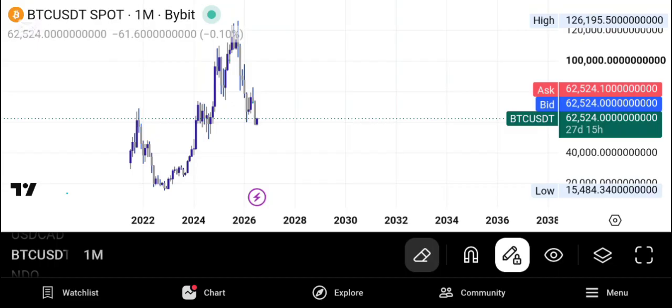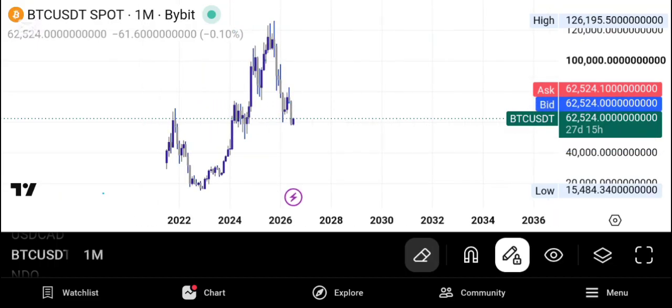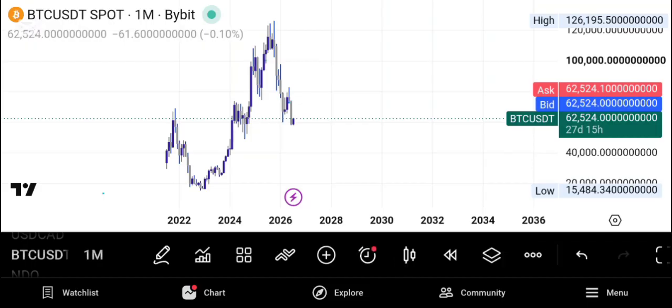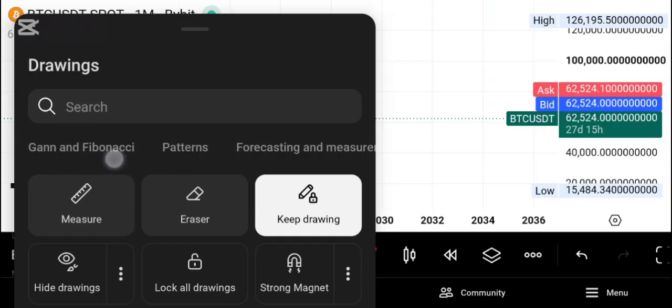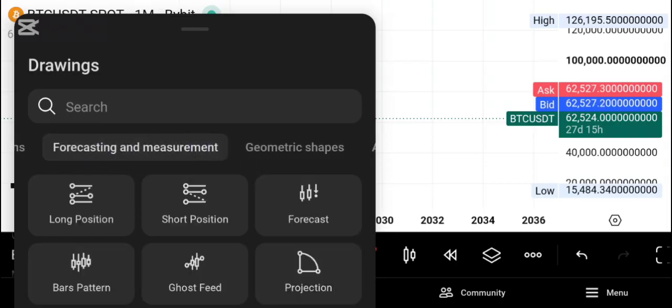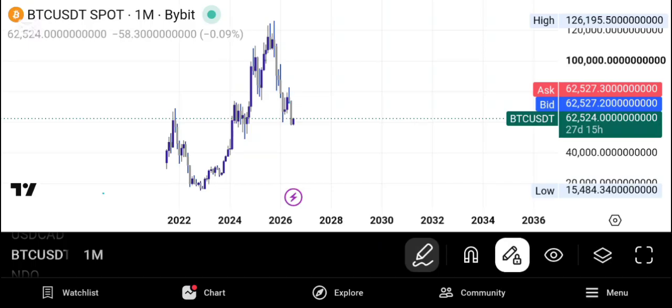Now, I want to do a recap of the things that we have been learning. Let me just go bring the brush. Now, this is the BTC chart on the monthly time frame.